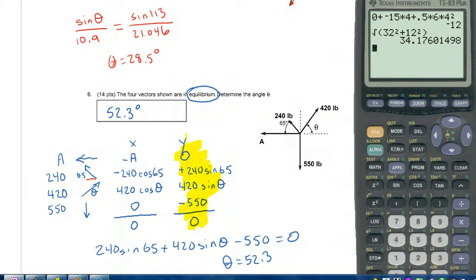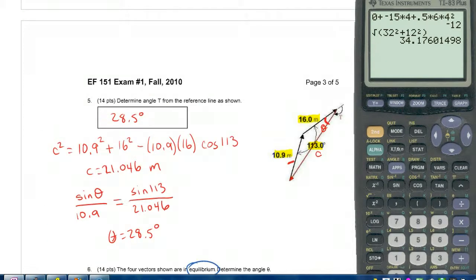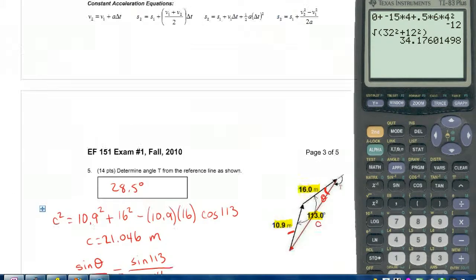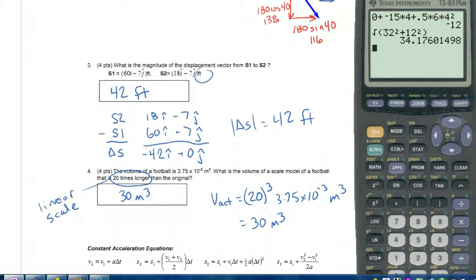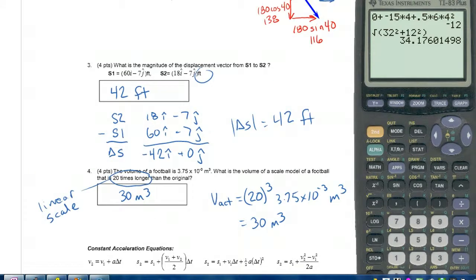Determine the angle theta. So hopefully it's going to be in the first quadrant. The way we worked it out, 52.3 degrees. Two significant digits would have been fine there. Determine the angle, 28.5. Again, we talked about that being reasonable based on a drawing to scale. Volume of a football. So we're in meters cubed, we're getting bigger. Okay, so 30 cubic meters.